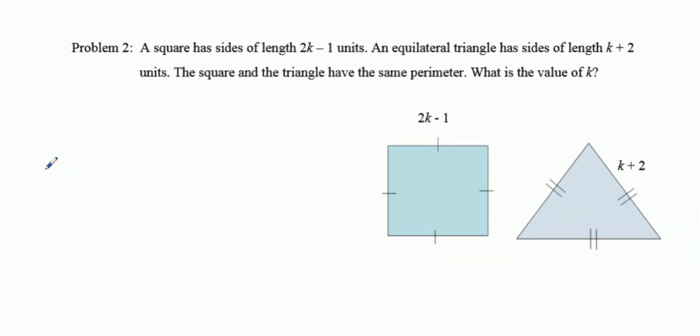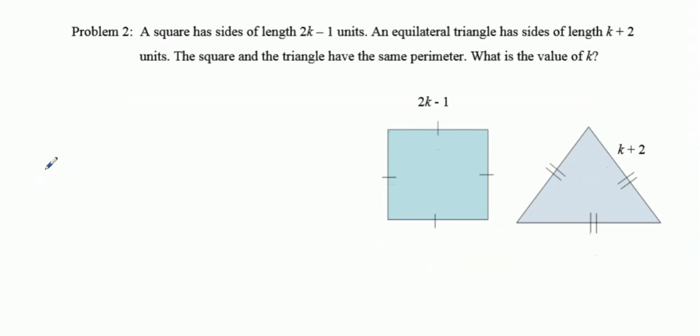Problem number 2. Why don't you pause the video and see if you can come up with a solution for problem number 2, and if you can't, come on back and I'll do it for you. Okay, so what I've got here, it says a square has sides of length 2k minus 1. So all of the sides of a square, of course, are the same length. An equilateral triangle has sides lengths of k plus 2, and it says the square and the triangle have the same perimeter.